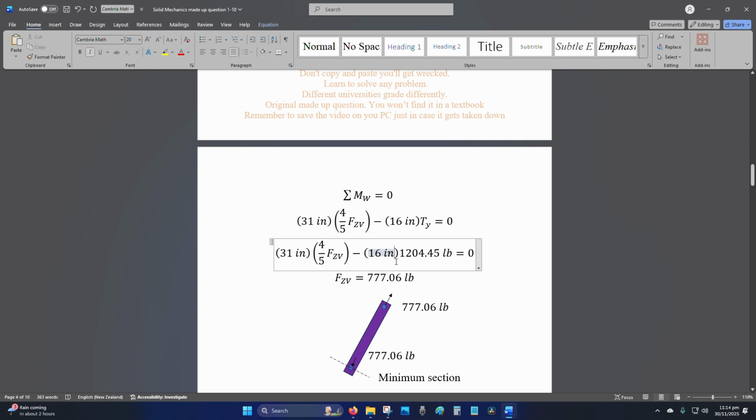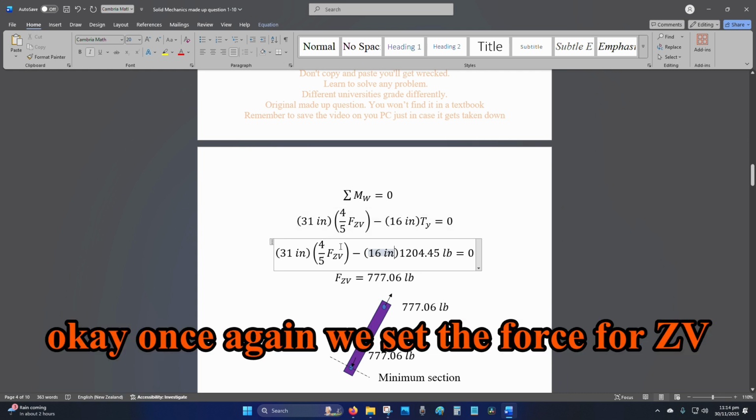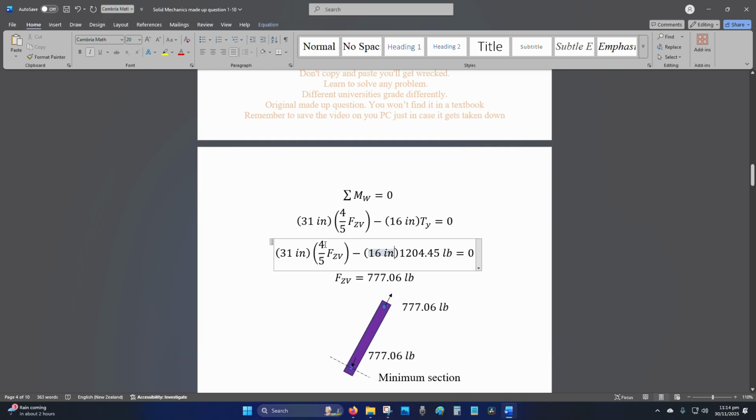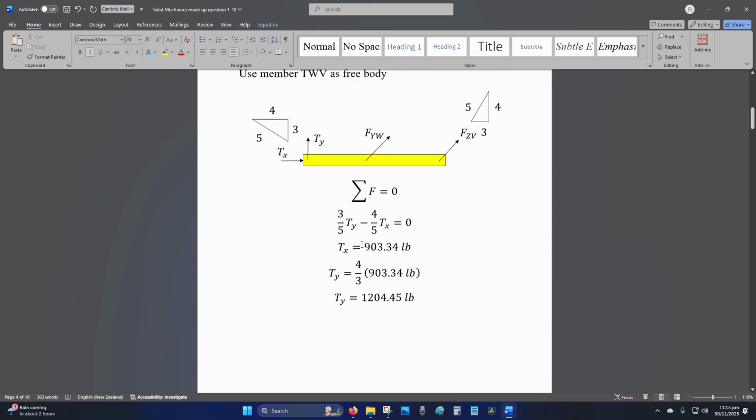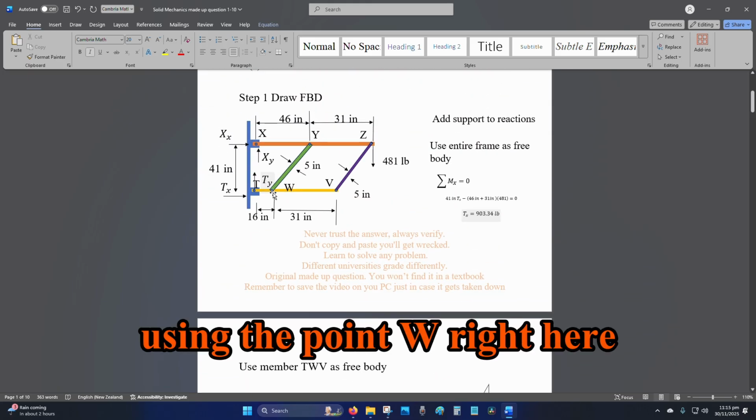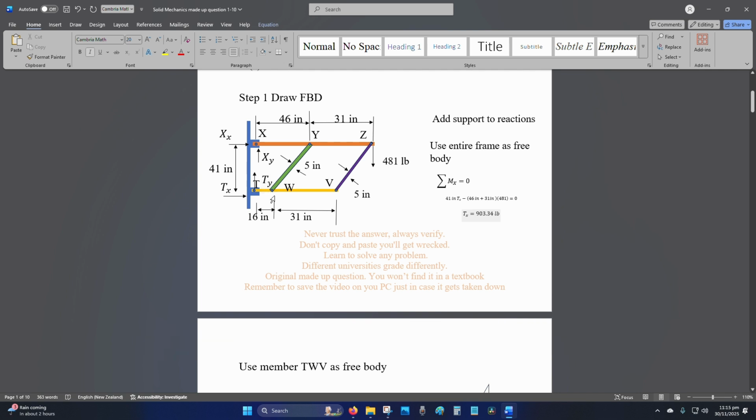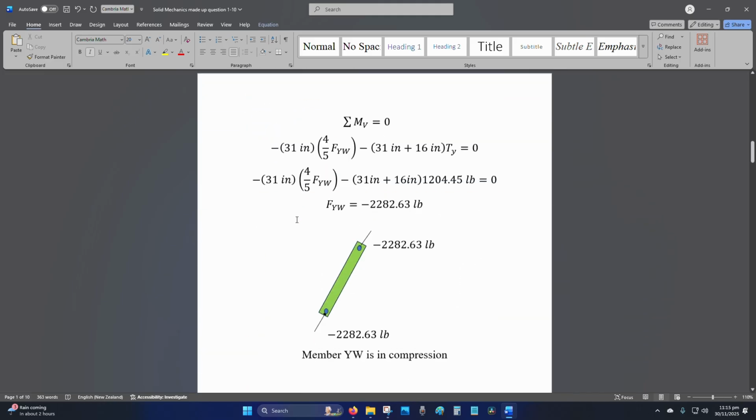So understandable. Okay, once again we set the force for ZV, make it your subject, rearrange. So in this case, it's only 16 because we are using the point W right here.